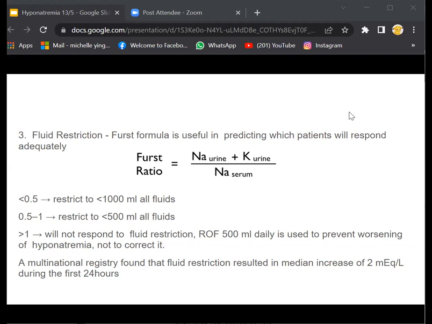Restriction of fluid like 500 cc per day is used to prevent the worsening of hyponatremia only, but not correcting it. A multinational registry found that fluid restriction resulted in a median increase of 2 during the first 24 hours. The response of a specific patient to fluid restriction is usually not constant and can vary from one day to another. Therefore, for correct use of the Furst formula, the electrolytes must be measured in serum and urine frequently.